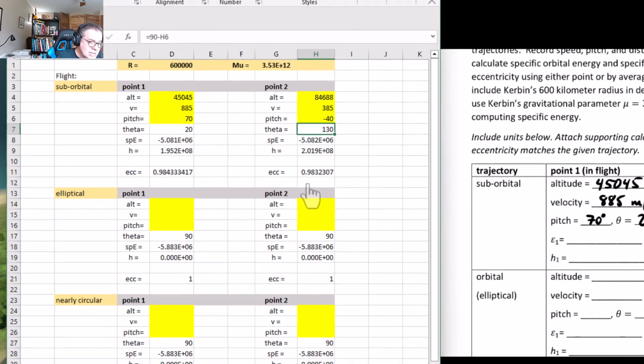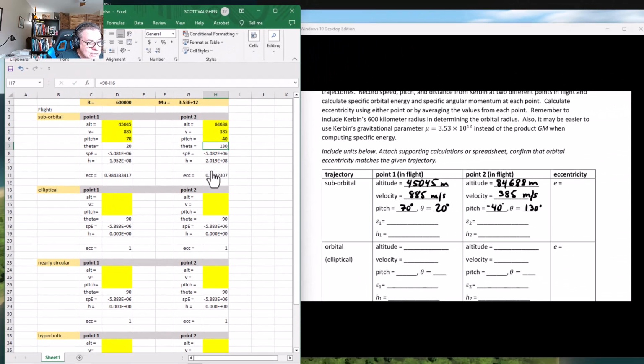So now, of course, we did get slightly different values because we have slightly different values here, but what we could do to resolve that is either perhaps take an average or just write to the level of accuracy that they are both the same. So I think I'll do that. I'll just say that it's about 0.98. The fact that it's less than 1, I know that it is an ellipse.